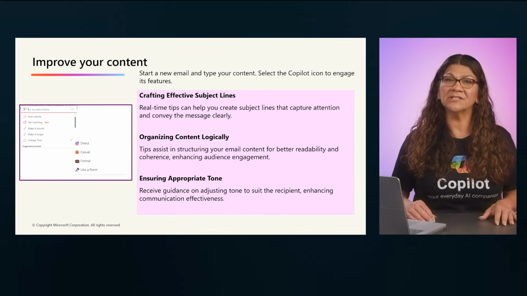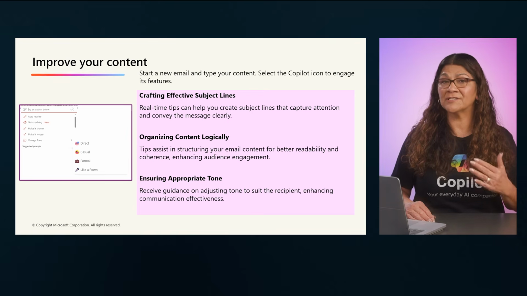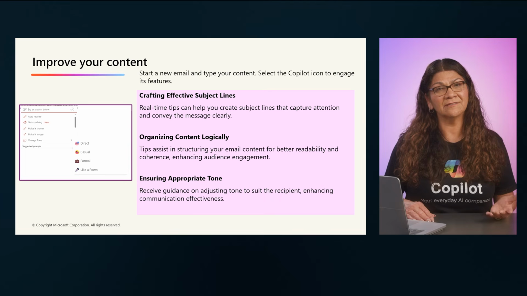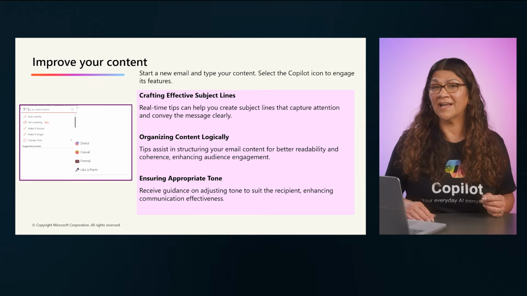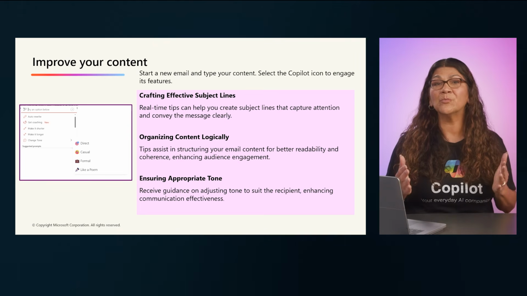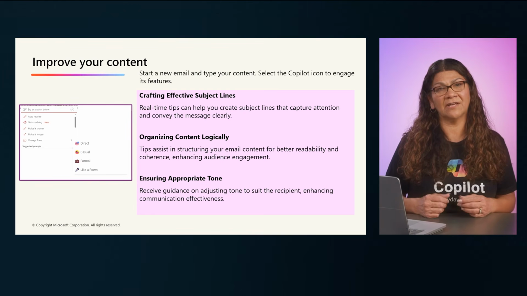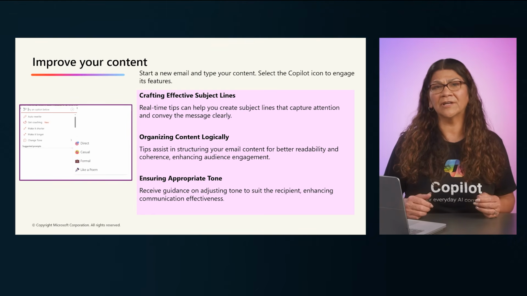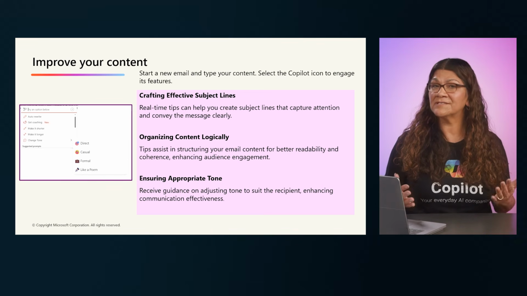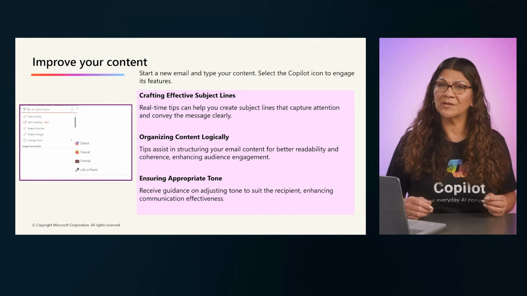This built-in coaching doesn't fix one email, it helps you develop better writing habits over time. Drafting an update to senior leadership about a project delay, Copilot can suggest a concise, clear subject line, reorganize the content to highlight key points up front, and adjust the tone to remain professional and confident. Instead of second-guessing your wording or rewriting multiple drafts, you send a polished, effective message faster, while steadily improving your communication skills with every email you write.